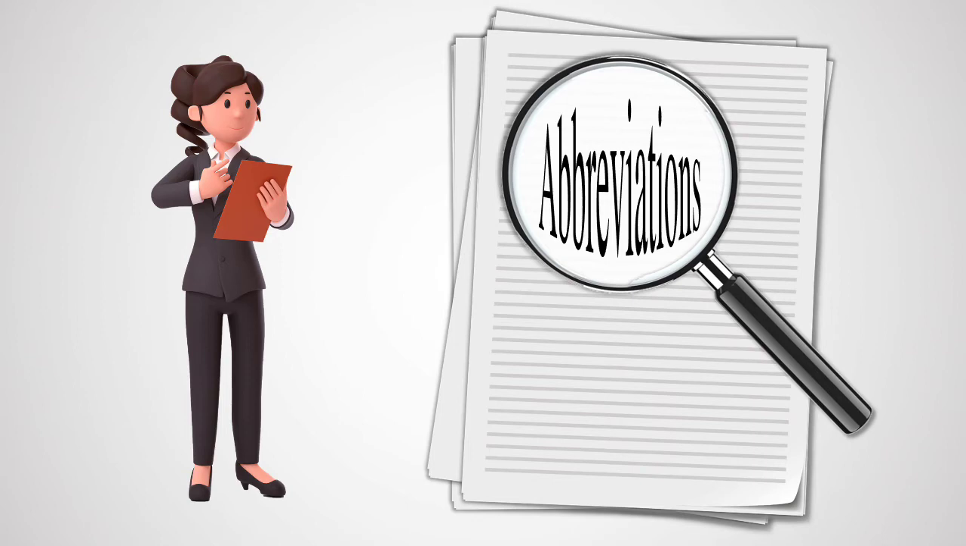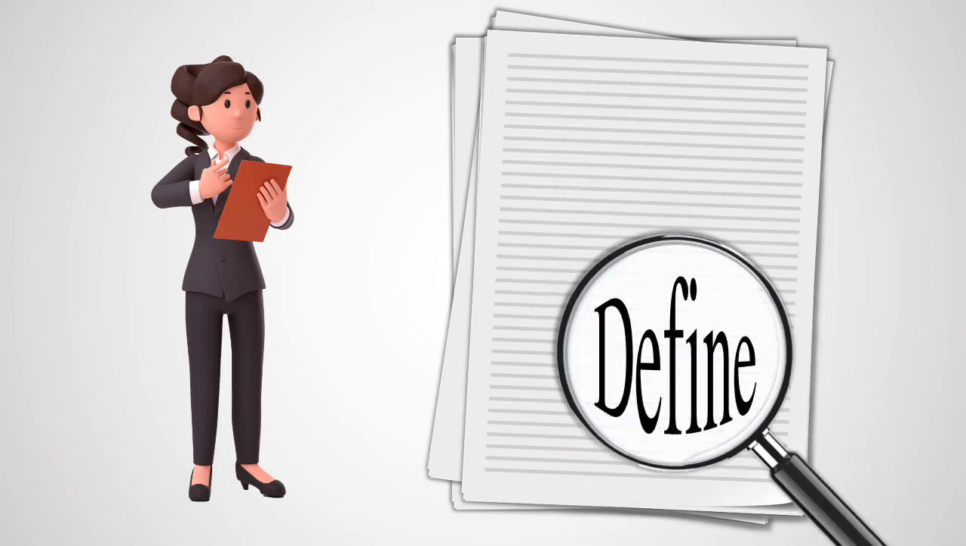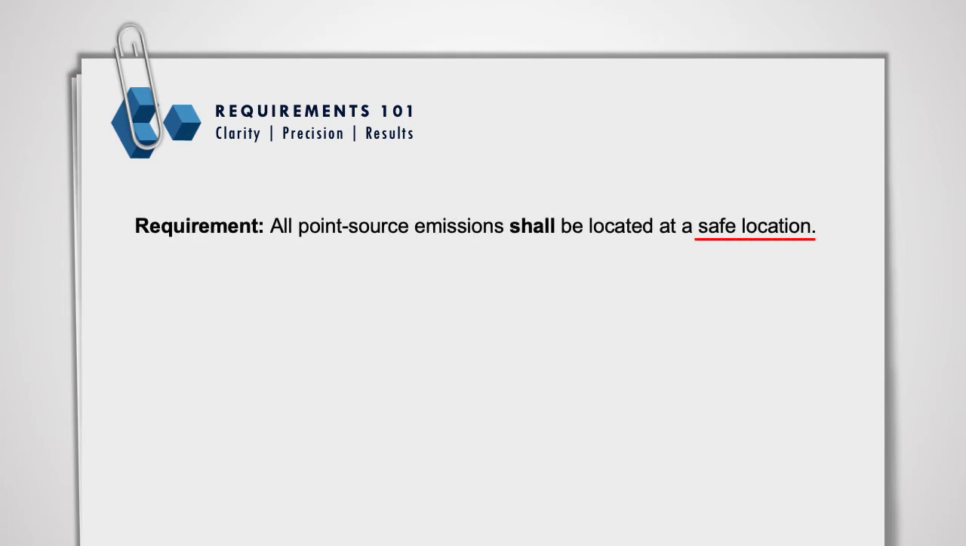Things get more challenging when we need to start defining terms. Due to the nature of our work, we use a vast array of terms, but are we always on the same page when it comes to understanding and interpreting these terms? Let's take a look at a popular term in our industry, safe location. Used in the context of the requirement, all point source emissions shall be located at a safe location. What do you think this means?